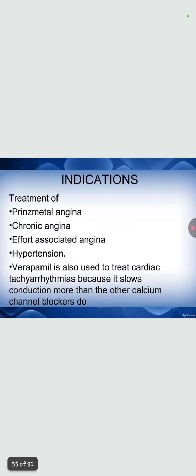Indication: the treatment of vasospastic angina, chronic angina, effort-associated angina, and hypertension. Verapamil is also used to treat cardiac arrhythmias because it slows the conduction more than the other calcium channel blockers do.